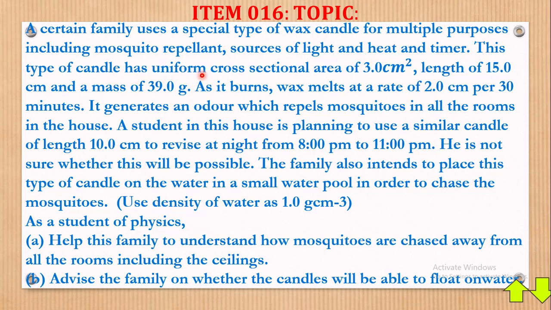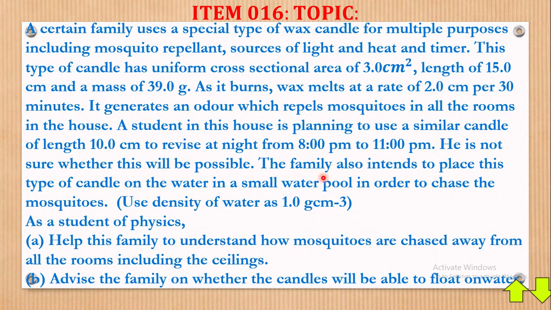This type of candle has a uniform cross-section area of 3.0 centimeters squared, a length of 15.0 centimeters, and a mass of 39.0 grams. As it burns, wax melts at a rate of 2 centimeters per 30 minutes. It generates an odor, which is more like a smell, which repels mosquitoes in all rooms in the house. A student in the house is planning to use a similar candle of length 10.0 centimeters to revise at night from 8 p.m. to 11 p.m. He is not sure whether this will be possible.